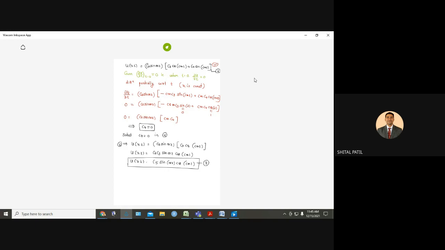Written up to equation number 7. Okay, next. Use the next boundary condition. U equal to L, sorry, X equal to L, U equal to 0.